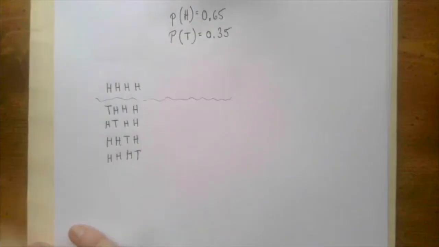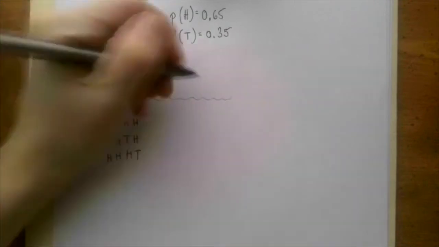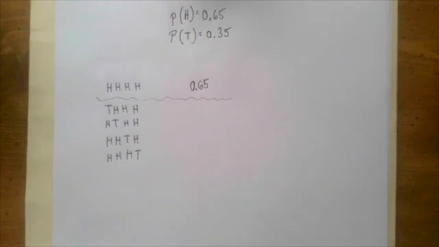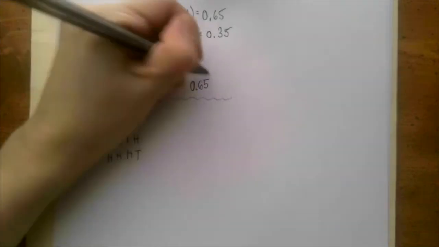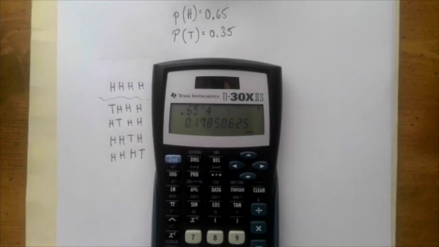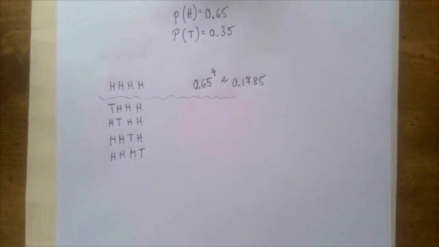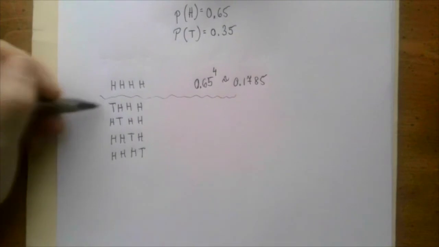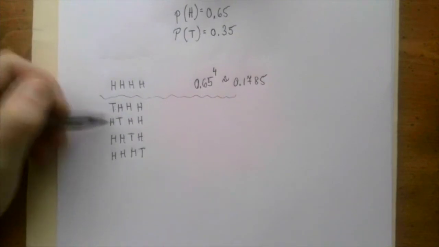Okay, so let's start with the probability of all 4 tosses being heads. Well, the first toss has a probability of 0.65 to be heads, and so do the others, because this is no replacement, because the coin never remembers, right? So this probability is 0.65 to the 4th power, which is 0.1785.